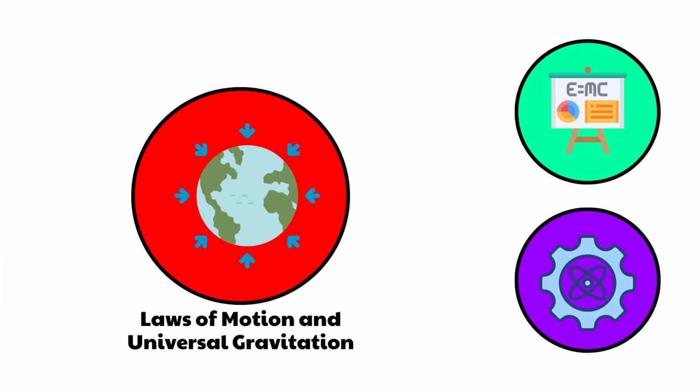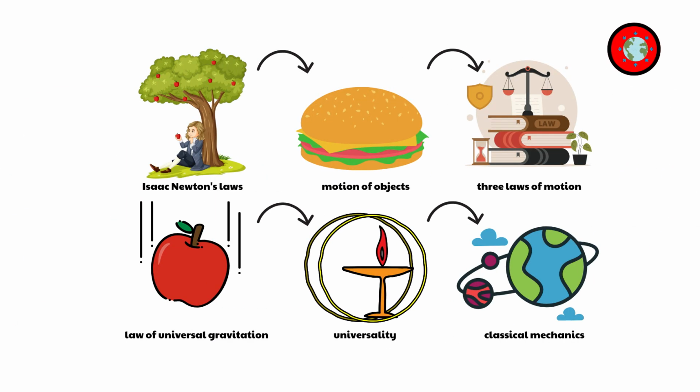Laws of motion and universal gravitation. Isaac Newton's laws of motion and universal gravitation represent a monumental leap in our understanding of the physical world. These laws provide a framework for describing the motion of objects and the forces acting upon them, from the fall of an apple to the orbits of planets.